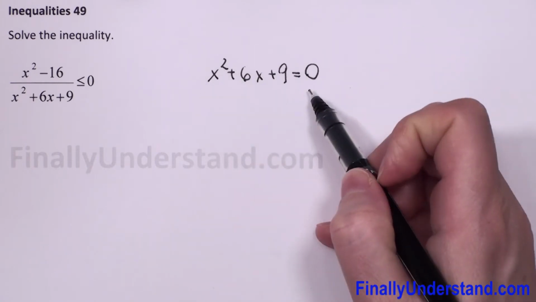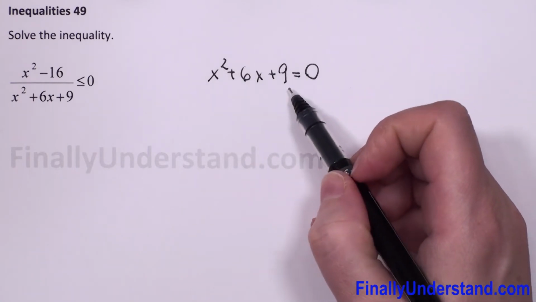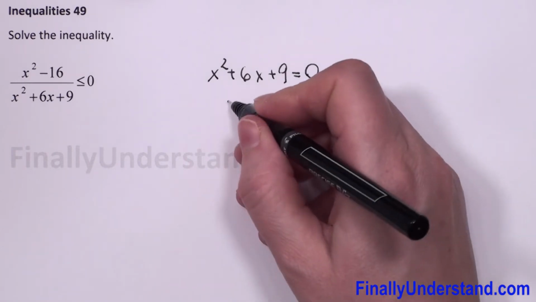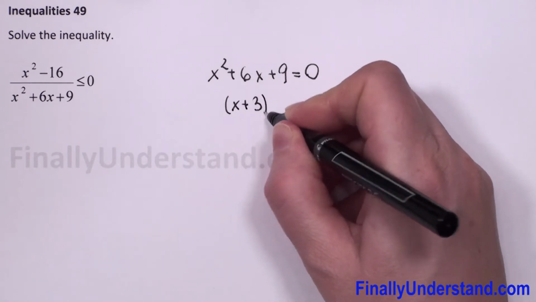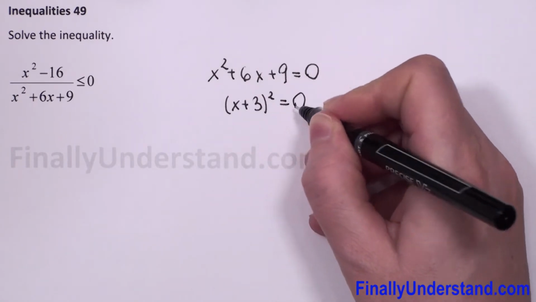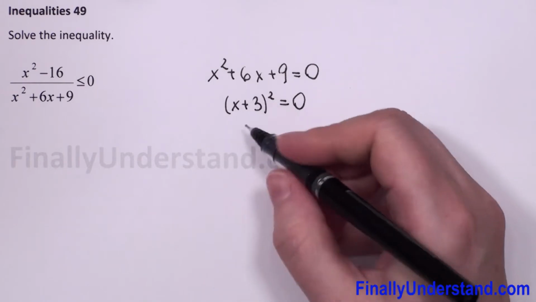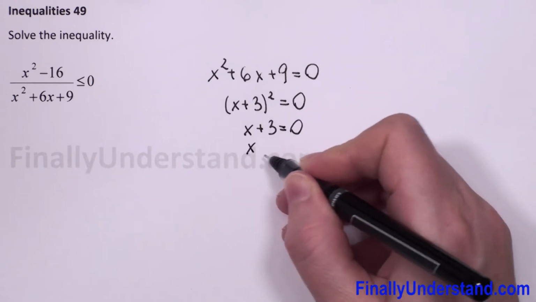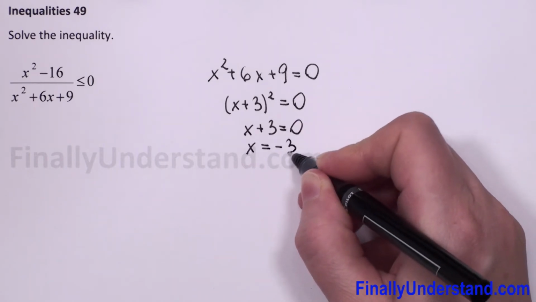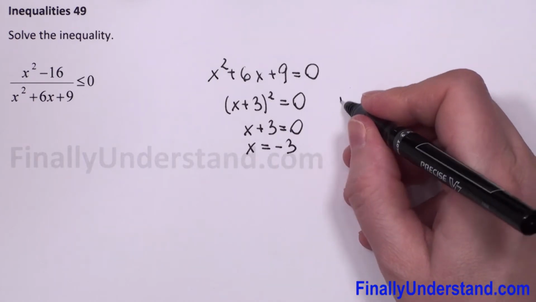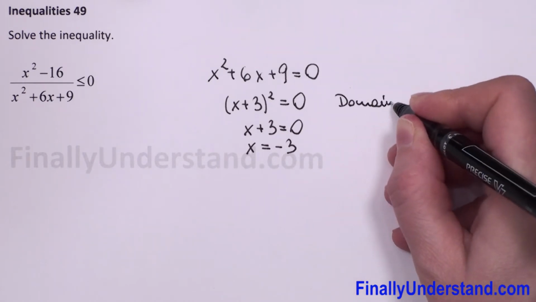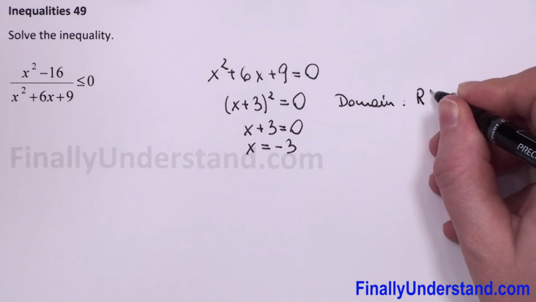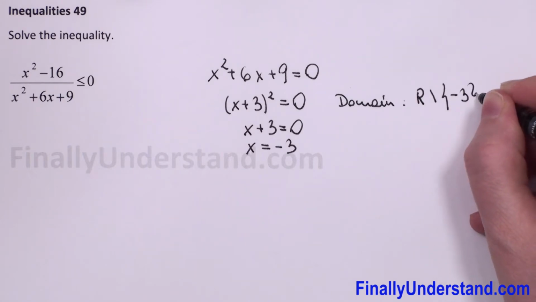We have a quadratic equation. We can change the left side to the square of the sum, x plus 3 to the second power. Now, when will this be 0? When x plus 3 will be 0, so x equals negative 3. So we can write our domain will be all real numbers excluding negative 3.